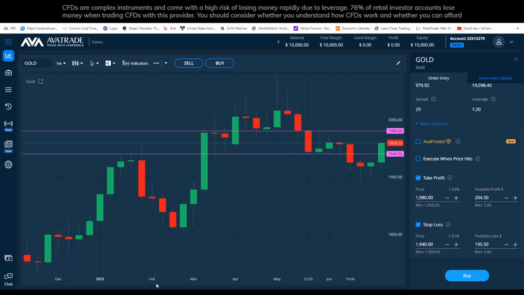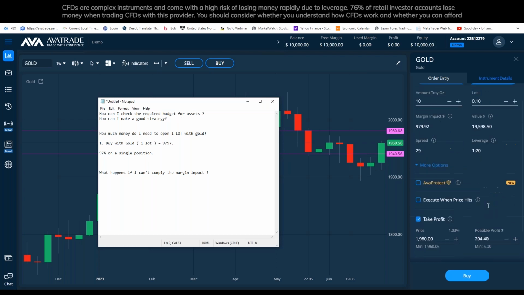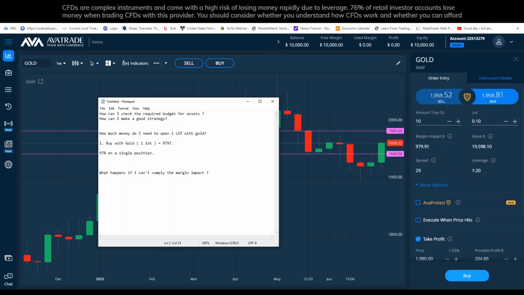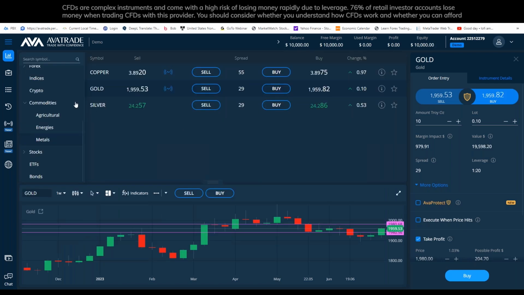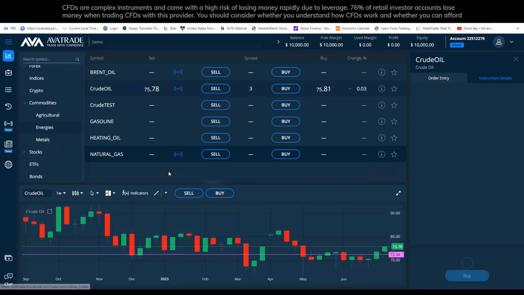Where was I? Let me see the question again. Yeah. So as I was explaining, the budget here is reduced to 10% of what it was. So now instead of that number, we only have that number. Okay. Now let's keep going. So we're going to have another position with what else? Let's see crude oil, how crude oil is doing.